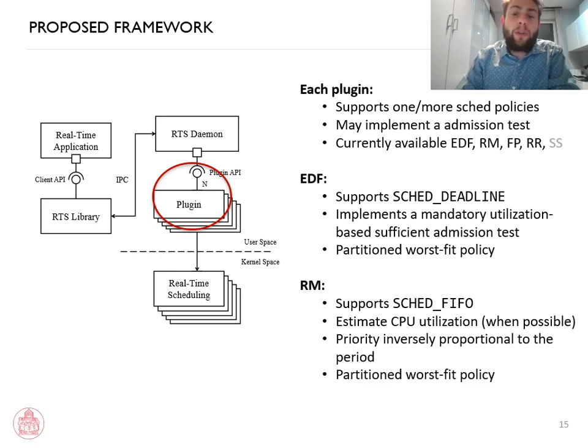The EDF plugin supports the SCHED_DEADLINE algorithm and implements a utilization-based admission test. Tasks that are accepted are scheduled following our worst fit policy, namely are assigned to the least loaded CPU. The rate monotonic plugin, on the other hand, supports the SCHED_FIFO policy, and the load on the CPU is estimated with the CPU utilization, when possible, because maybe tasks have not declared the runtime. Priority is assigned in inverse proportion to the period, and we have made a decision to assign tasks following the worst fit policy also here in the rate monotonic plugin.